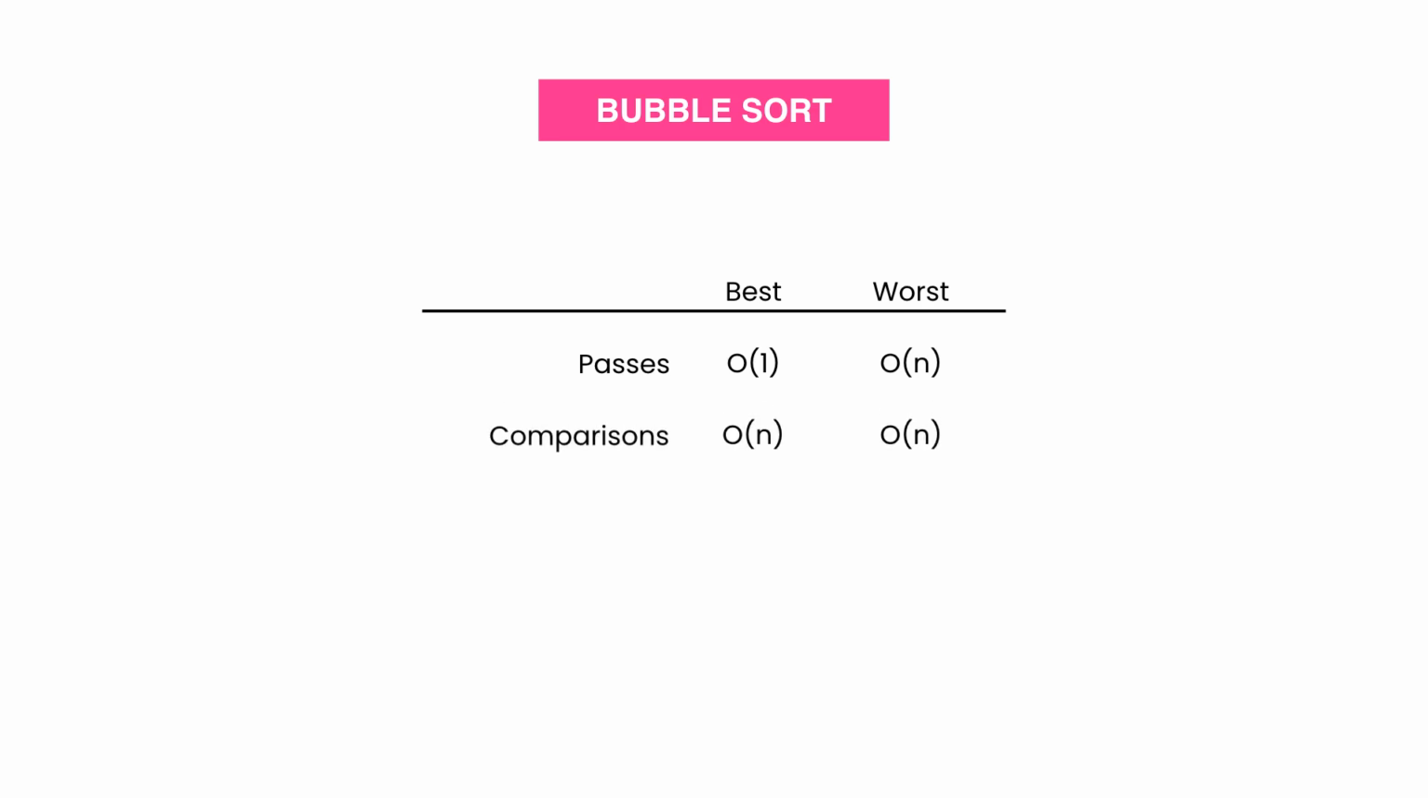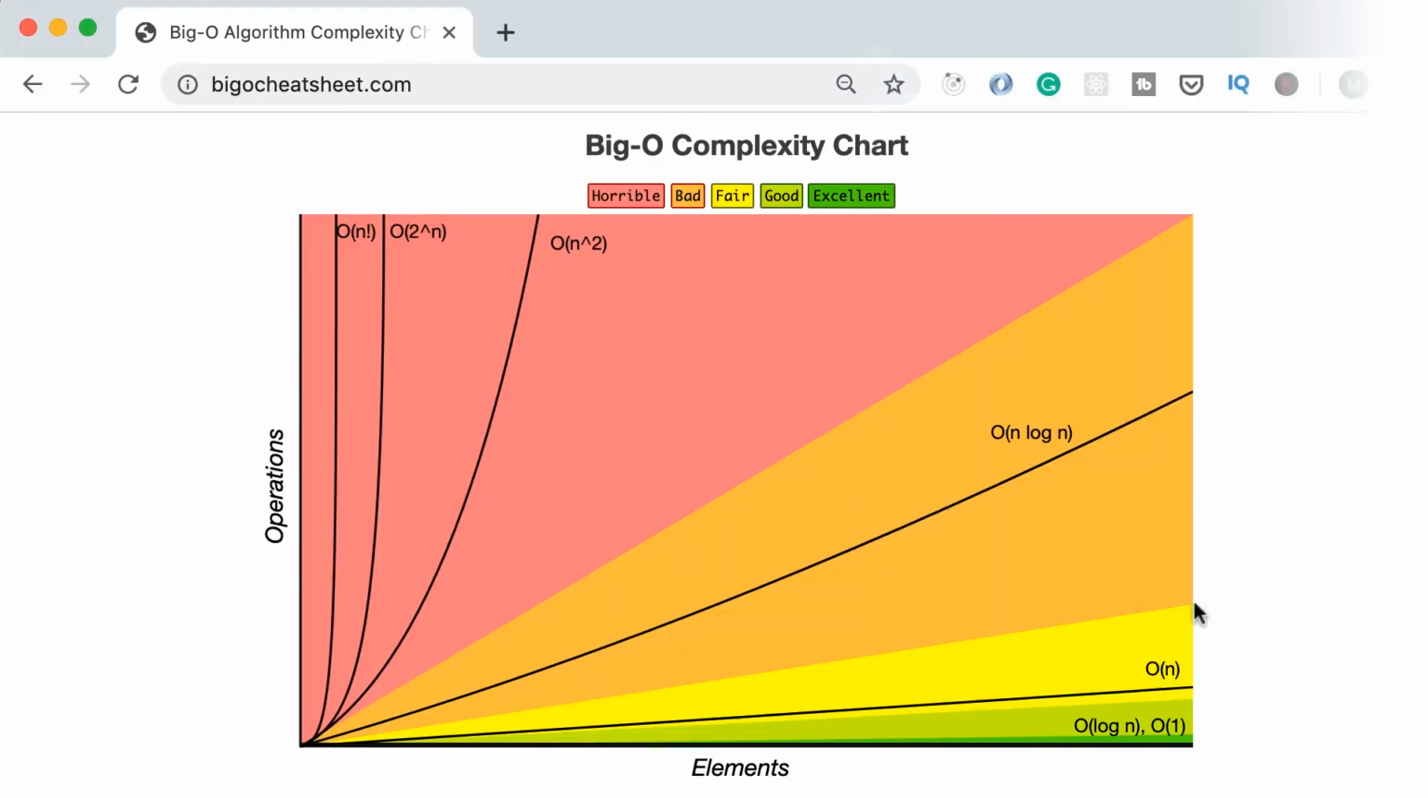Now, in each pass, we need n comparisons. Well, more accurately, n minus 1 comparisons. So if we have 4 items, we need 3 comparisons, right? So bubble sort runs in O of n, or linear time, in the best case scenario, and O of n squared, or quadratic time, in the worst case scenario.